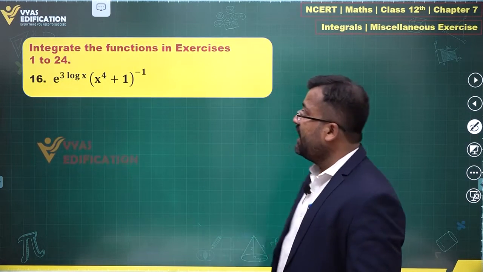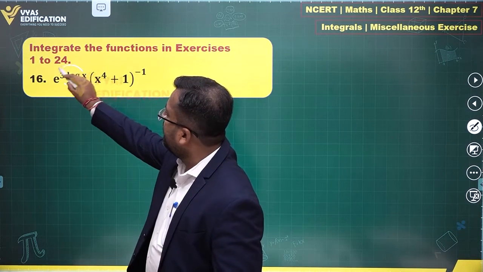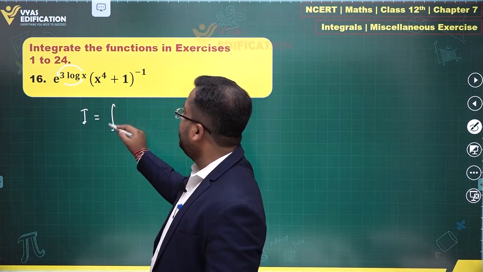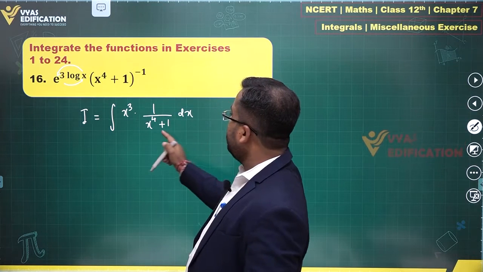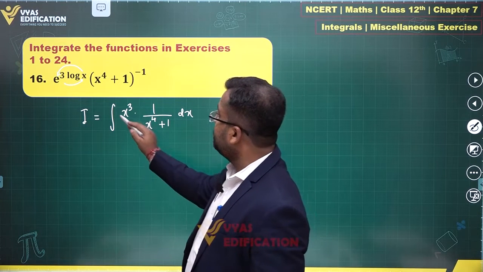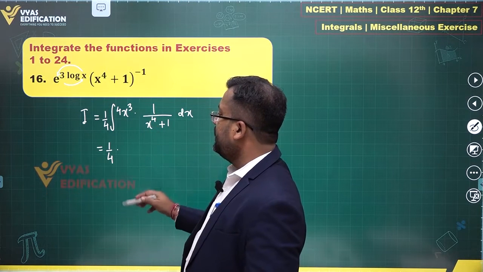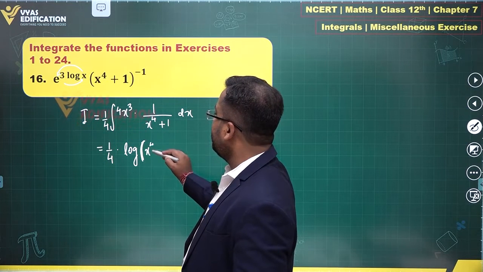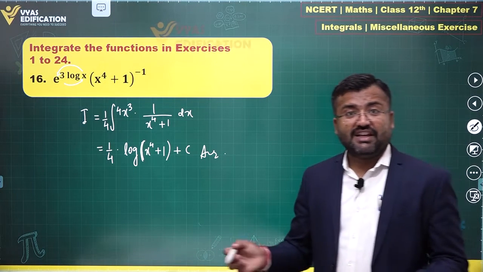In the 16th question, we have e power 3 log x, which will again simplify by simply taking this over there and this over here, x power 3. So what do I have? I is equal to integral of x power 3 times 1 upon x power 4 plus 1 dx, and the derivative of this is present over here. x power 4 plus 1, the derivative is 4x cube. Let's multiply with 4, let's divide with 4. This becomes 1 by 4 dt upon t. The integral will be log modulus x power 4 plus 1, and since this is positive, there is no need of modulus as well. That is my required answer for this question. Very simple, yes.